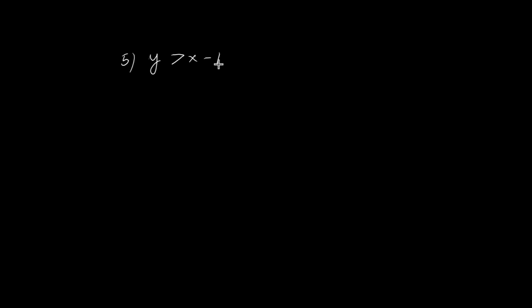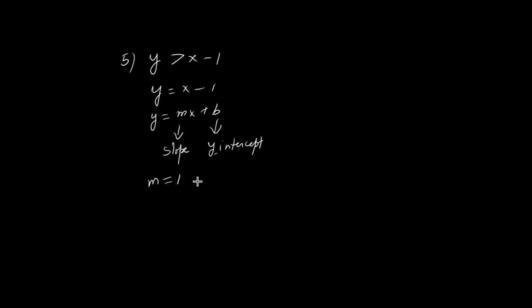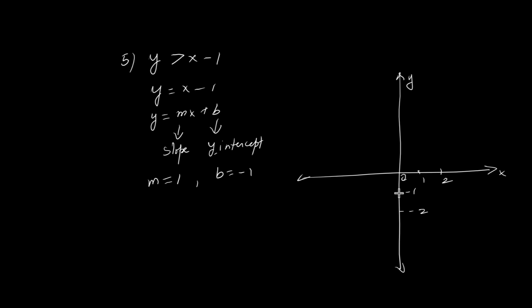In this example, we are going to graph the inequality y greater than x minus 1. First, we rewrite it in slope-intercept form, y equals mx plus b, where m is the slope and b is the y-intercept. For this inequality, the slope m equals 1 and the y-intercept b equals -1. We start by plotting the y-intercept at -1 on the y-axis.